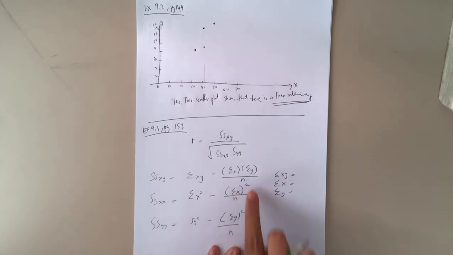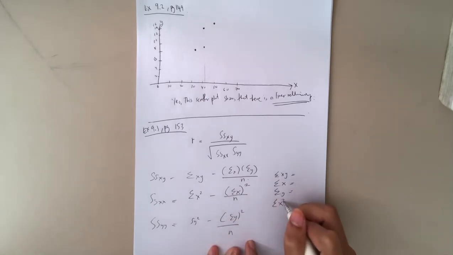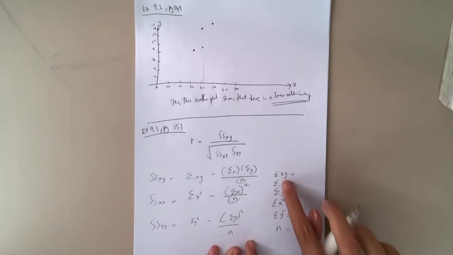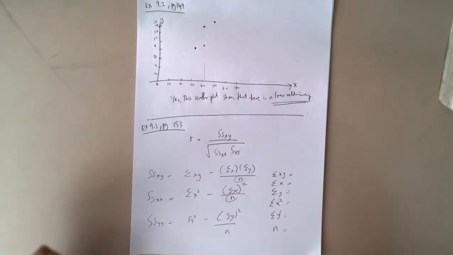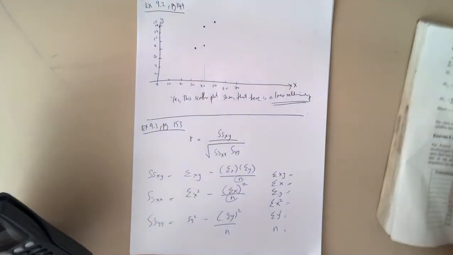Same thing, just power 2. So you need to calculate your summation of x square. You need to calculate the summation of x, y. And then you need to have your n. Okay, it's 1, 2, 3, 4, 5, 6. So there are 6 things that you need to calculate. Okay, class. For me, this is the easiest part for you to score.